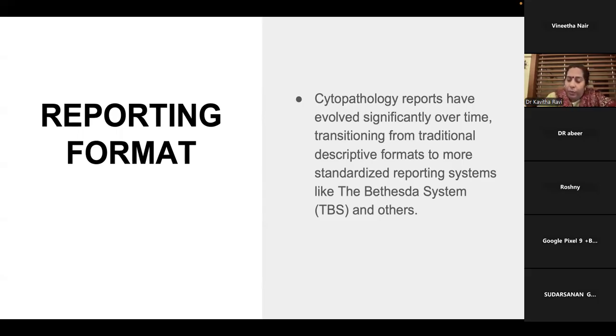So now there is a radical change in the reporting format. It has become uniform throughout the globe, and that has become very effective in planning further management as well as understanding the cytology reports. The descriptive format of cytological reporting has transformed into more standardized reporting systems. The most common one you know is the Bethesda system, and there are others also, depending upon the site.